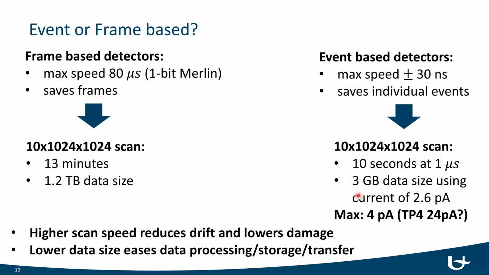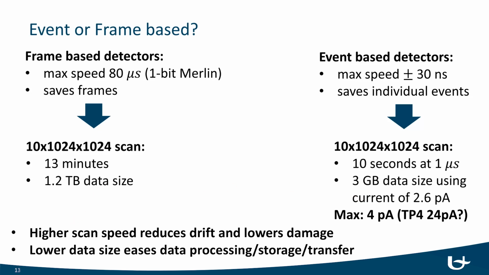So that means you get this natural compression. And the beautiful thing in an event-based camera is that the data file you generate will depend on how many electrons you had in the image. So it's only giving you the information that was there in the image and nothing more. So if you turn the beam current down, your file size will get lower as well.